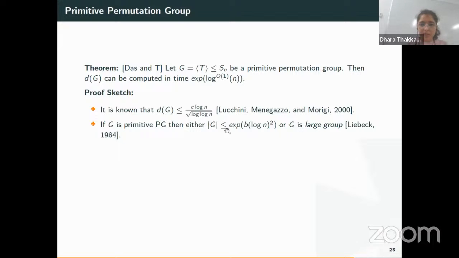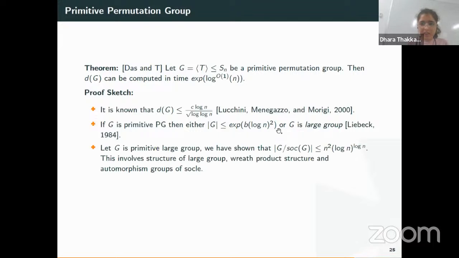If the size of the group is also quasi-polynomially bounded, then we can do brute force, which we have already seen. But what can we do if the size of the group is very large, that is, not bounded by a quasi-polynomial function? In that case, we show that G has a special minimal normal subgroup, known as the socle, which I have not defined, such that the quotient group has a small size. By small, I mean quasi-polynomial size. And so we can use the brute force algorithm for this quotient group.